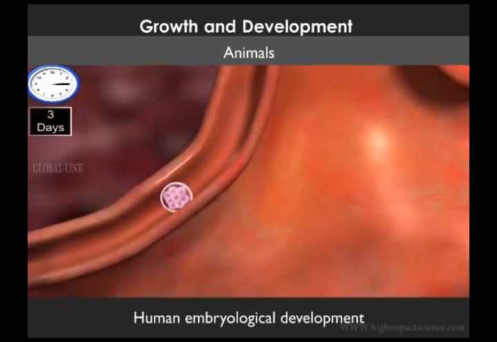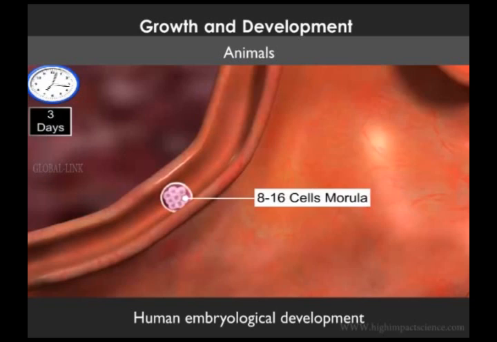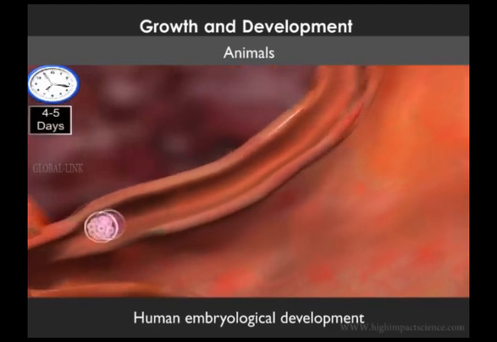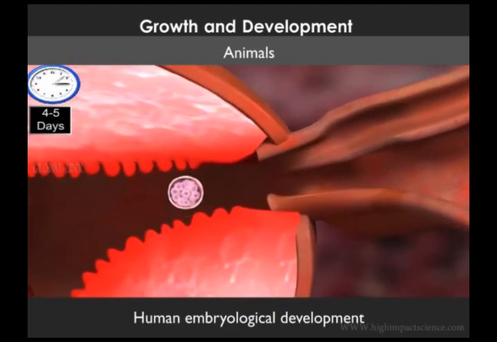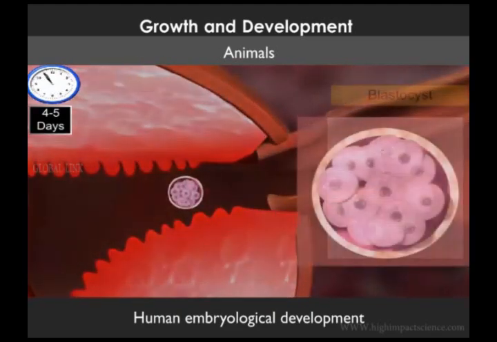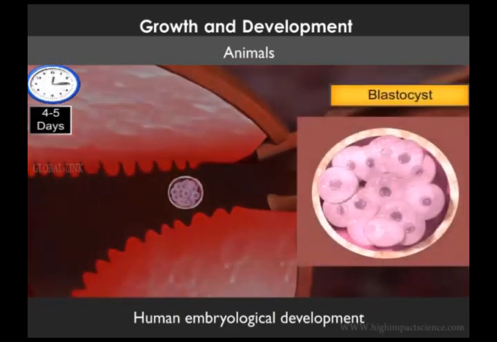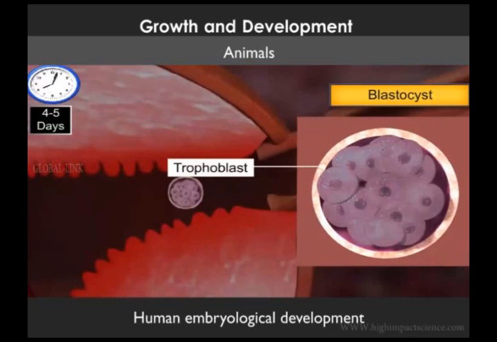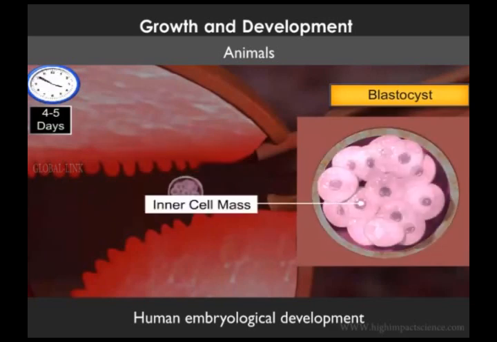About 3 days after fertilization, the zygote contains nearly 8 to 16 cells and is called a morula. Over a period of 2 days, the morula descends down into the uterus and transforms itself into a blastocyst, a hollow ball composed of about 100 blastomeres arranged in 2 layers, an outer layer called trophoblast and an inner layer called the inner cell mass.